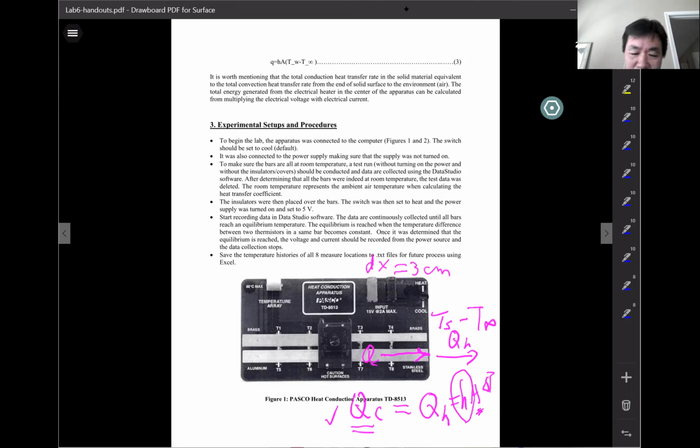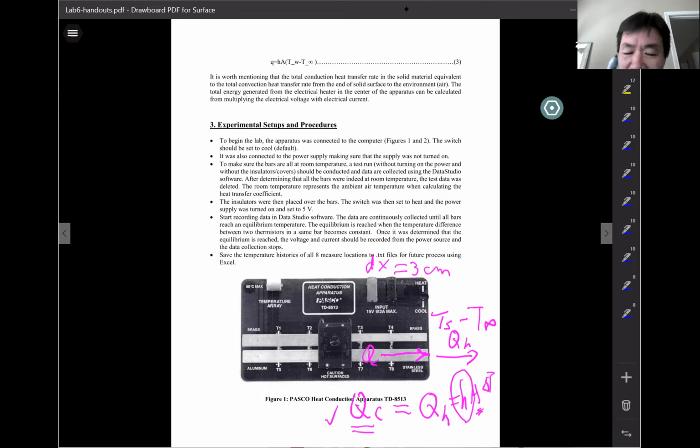Okay, so we know the conduction equals convection. Conduction value we know, okay? Area we know, delta T. So we need to know the delta T in order to calculate the h, right? One equation can only calculate one unknown. So we need to know the delta T. We know T infinite, but what is the surface temperature, Ts?